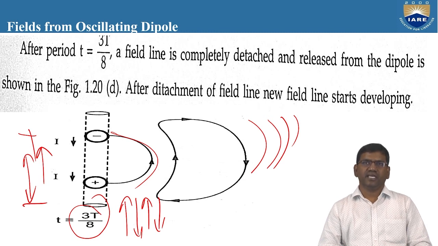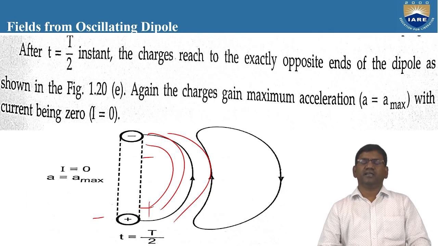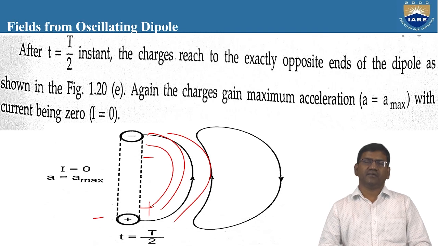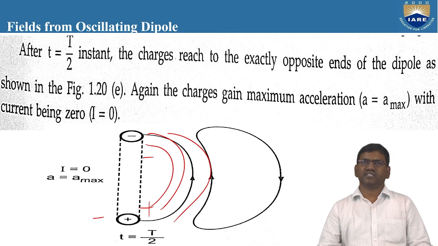It is released from the dipole, and when the time t is equal to T/2, one radiation field or the field line which is having maximum field strength is released from the dipole. So this is how the fields are produced from the oscillating dipole. That means oscillating means moving of charges happening at a faster rate, then the electromagnetic fields are produced.